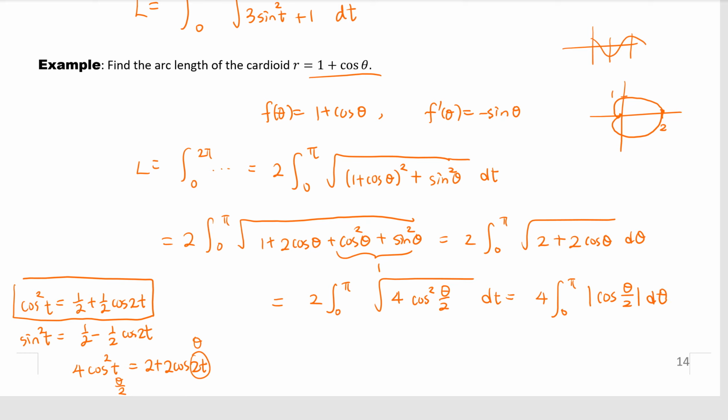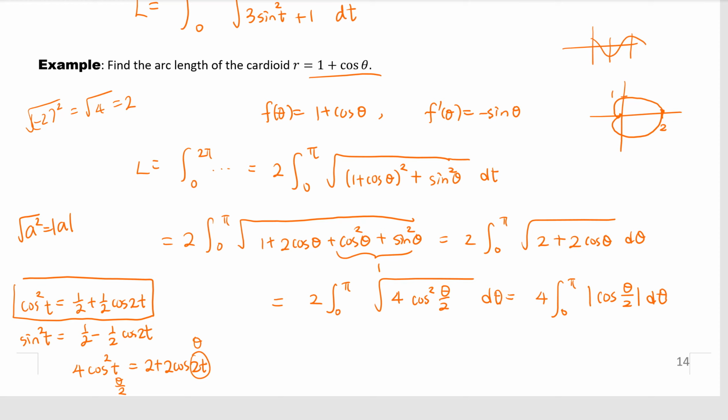You cannot just get cosine theta over 2. It's actually the absolute value of that. So let me put it here. Square root of a squared is the absolute value of a. Okay, why is that? Think about negative 2. Negative 2 squared, when you take the square root, that's square root of 4. So you see, it's 2. It's not negative 2. So it's the absolute value of negative 2.